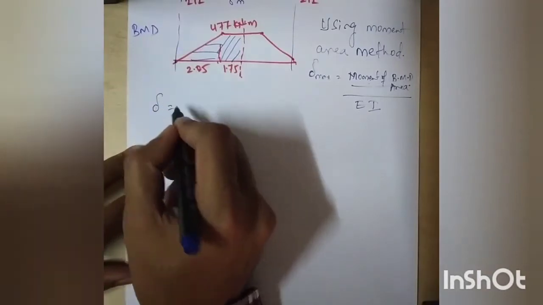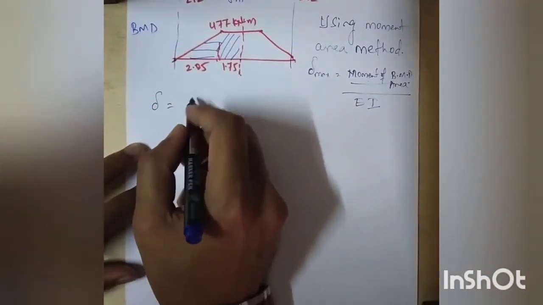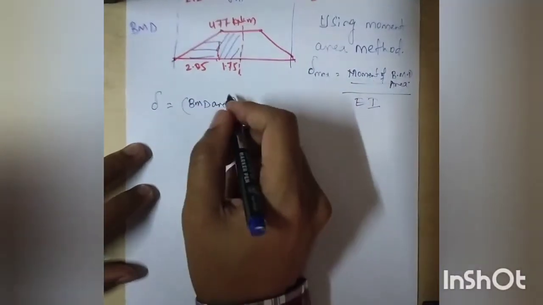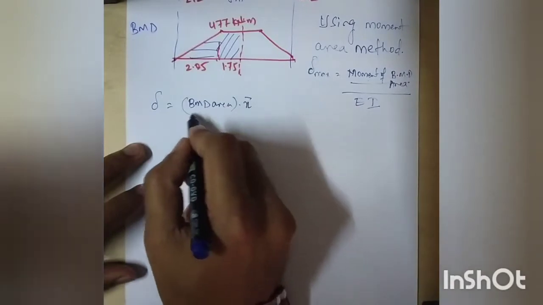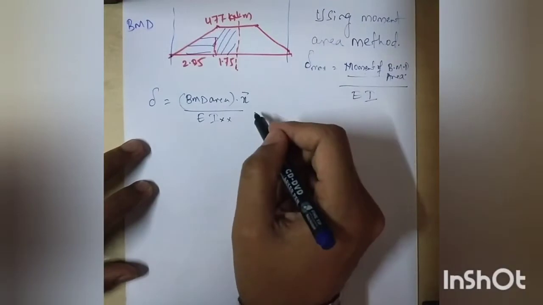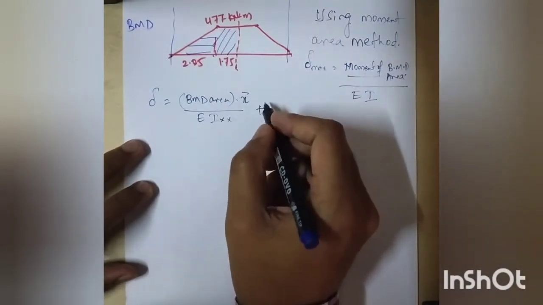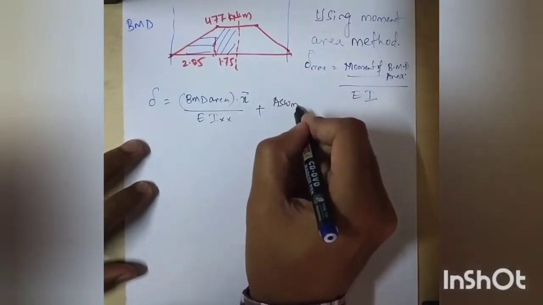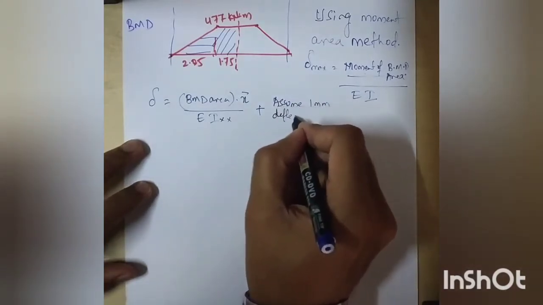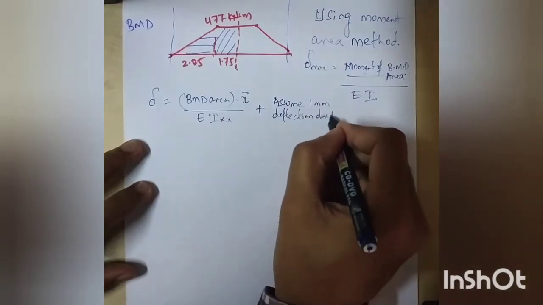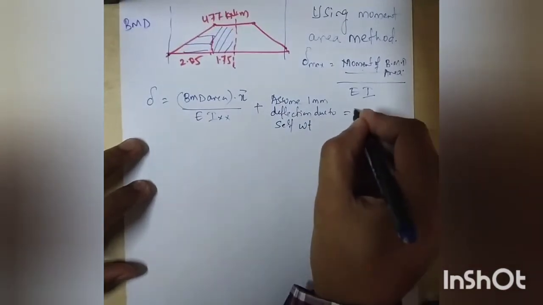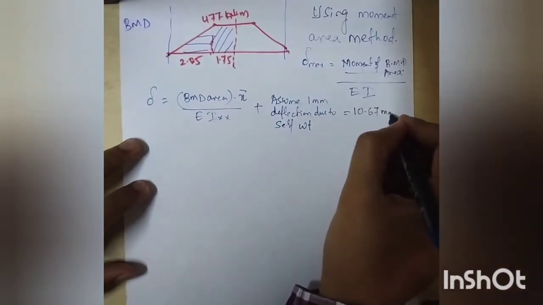So delta is equal to the bending moment diagram area, BMD area, into x bar, since it is a moment, whole divided by EIx, where Ix is the moment of inertia about the horizontal x axis, plus maybe we will assume 1 mm deflection due to self weight, which total has to be equal to the permissible deflection of 10.67 mm.